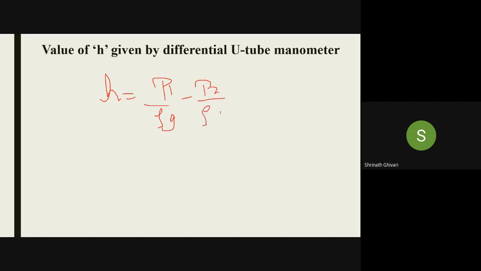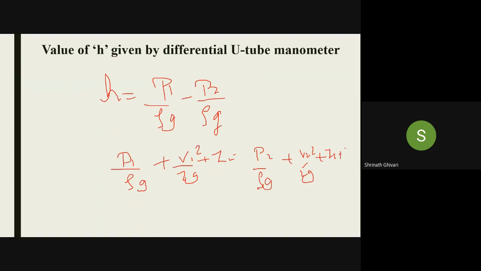What is the expression for Bernoulli's equation for real fluid? P1 by rho g plus V1 square by 2g plus Z1 equals P2 by rho g plus V2 square by 2g plus Z2 plus HL. This is the head loss. Don't get confused with this H. It will be confusing in problems. This H is the pressure difference head, and this HL is the loss of head.